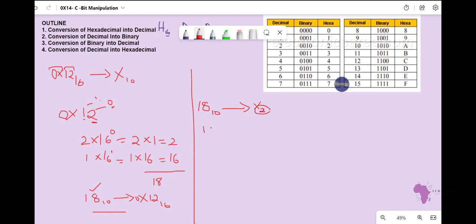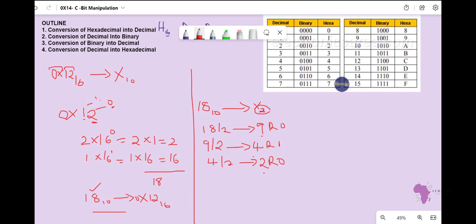So we will say 18 divided by 2, which will give us 9 remainder 0. That is the number. Now that we have this 9, we say 9 divided by 2, which will give us 4 remainder 1, I'm sorry. Then we have 4 here. So we say 4 divided by 2, which will give us 2 remainder 0.